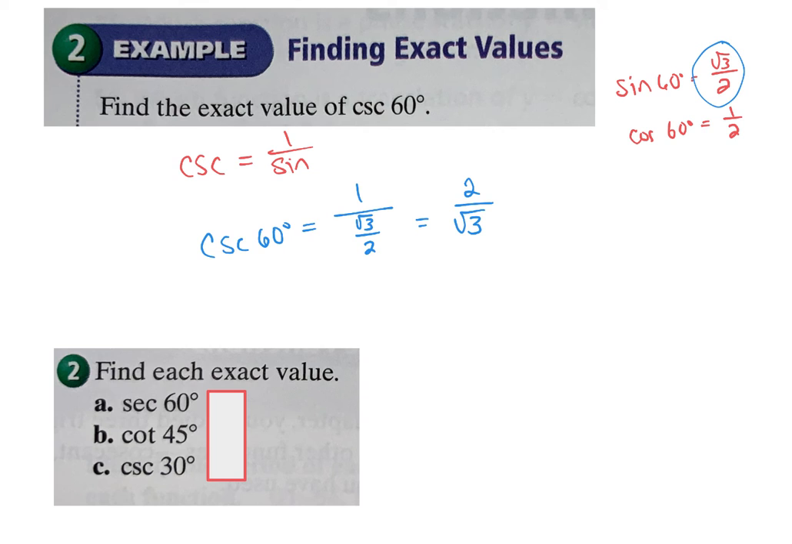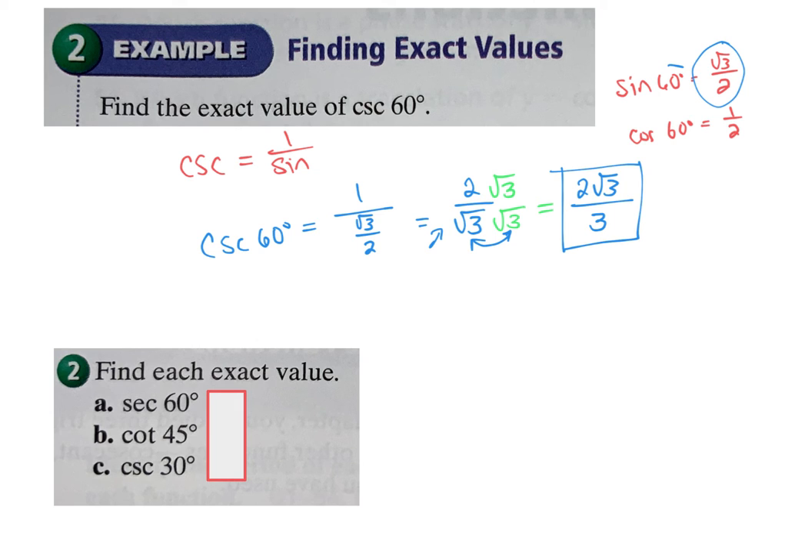Now, why am I not going to leave it this way? Because you got to rationalize it. Yeah, we need to rationalize this. We don't want a 3 in the denominator in a radical form here, so we're going to multiply by square root of 3 over square root of 3. On the top, you just have 2 square root of 3. On the bottom, when you multiply radicals, you just get what is inside. So that would be the cosecant of 60 degrees. You take the sine and you just flip it upside down.